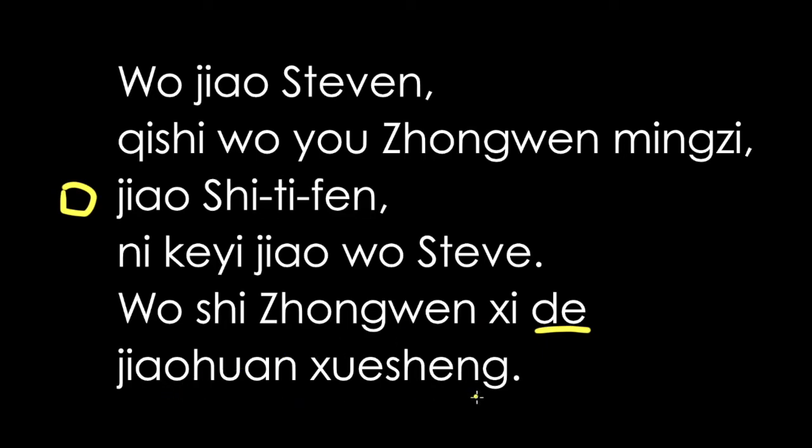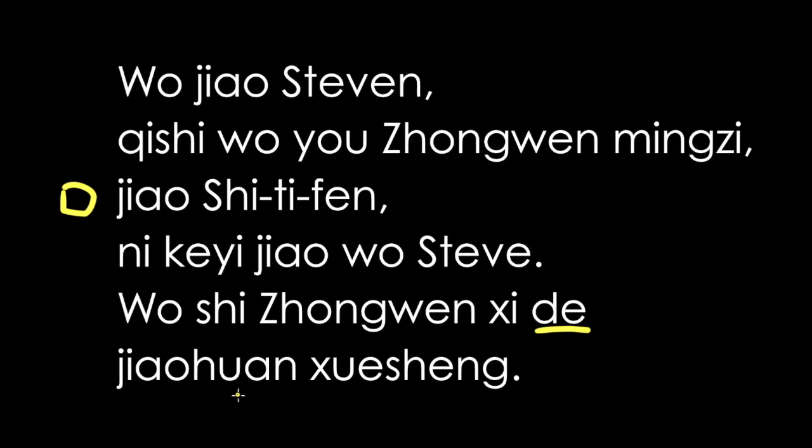交换学生, 交换 exchange, 学生 student, exchange student. 中文系的交换学生, Chinese department's exchange student. So I'm an exchange student of the Chinese department. Depending on how you choose to understand this 的, if it's apostrophe s, you don't have to change the word order. You just go 中文系的交换学生, Chinese department's exchange student. And if you choose to understand it as of, you have to switch the word order around and say exchange student of the Chinese department.